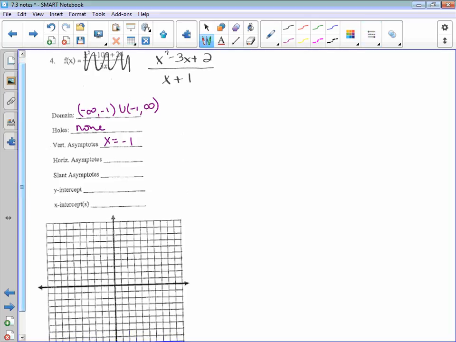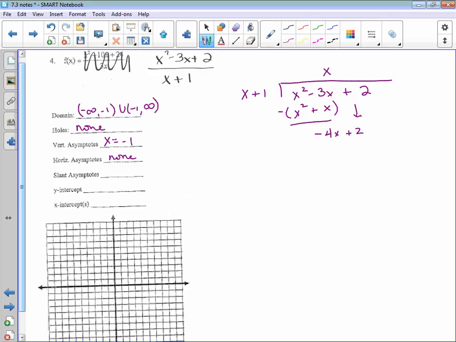Yeah. Slant this time. So, the way you do a slant asymptote, we're going to start with long division. Oh, I love this. You don't complete the whole long division, so it's really not that bad. So start, what do I take x times to get x squared? X squared plus x, subtract, so now I have negative 4x plus 2. What do I take x times to get negative 4x? Minus 4. Okay, stop right there.